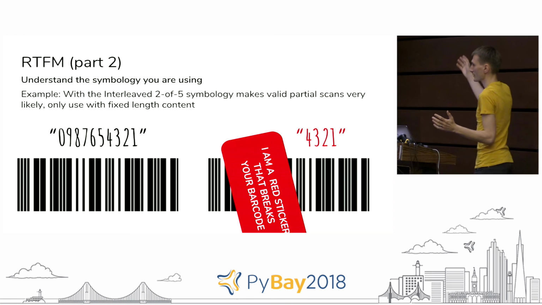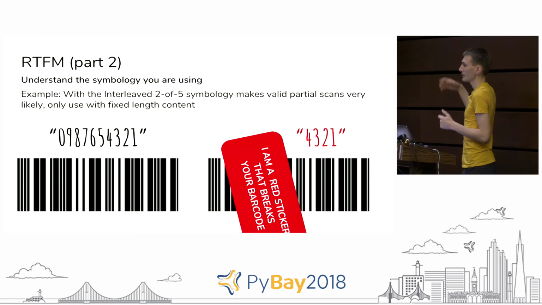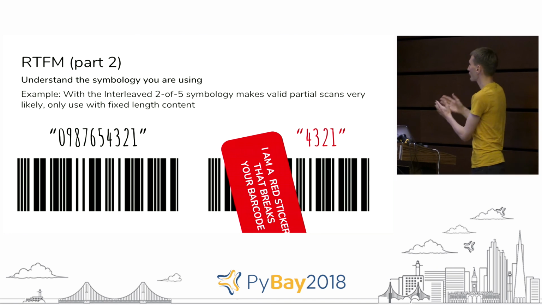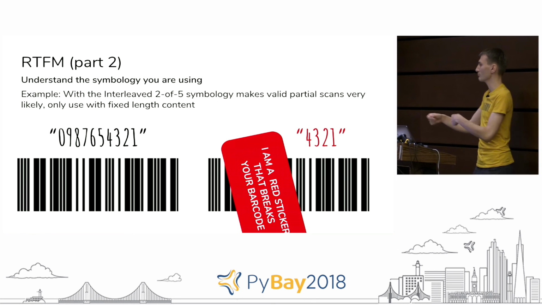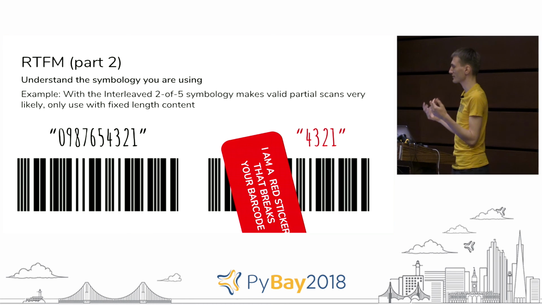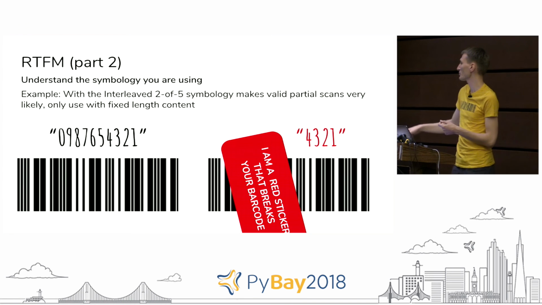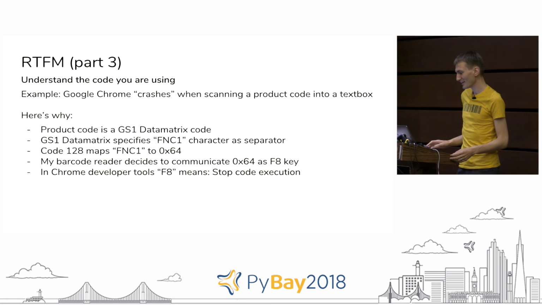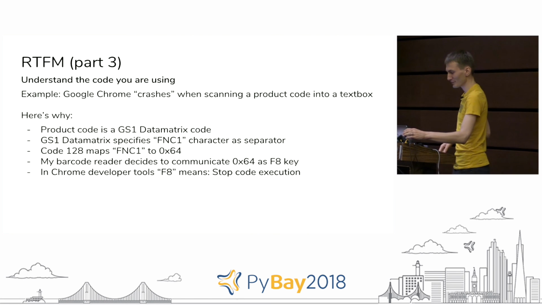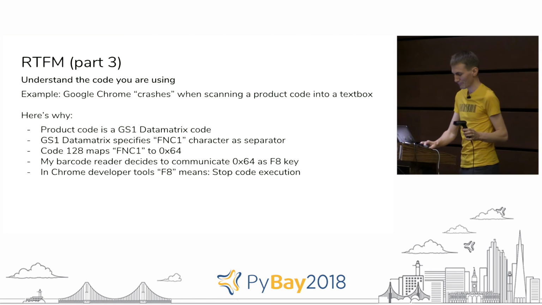Similarly, read the manual on your symbology. Some symbologies, like the Interleaved 2 of 5 I showed you earlier, are very prone to partial scans that look like valid scans. So the recommendation on that specific one is to use it for fixed length data so you know when something is missing. Otherwise, you might be scanning some price tag. Maybe you were kind of silly and put the actual price of a product into a barcode. It's meant to cost 1,001,000, but because they spilled coffee on the first part, they only pay 1,000. You don't want that.